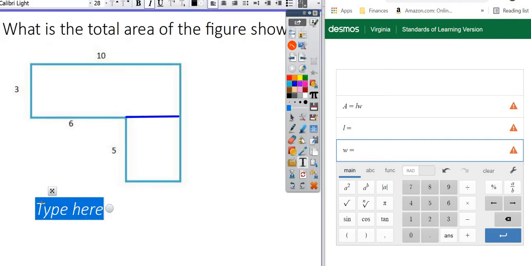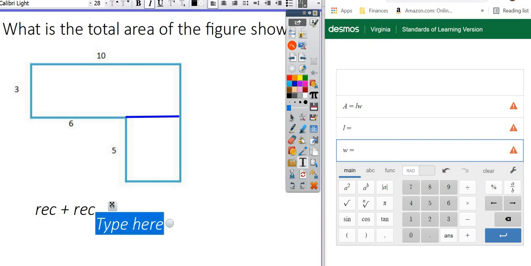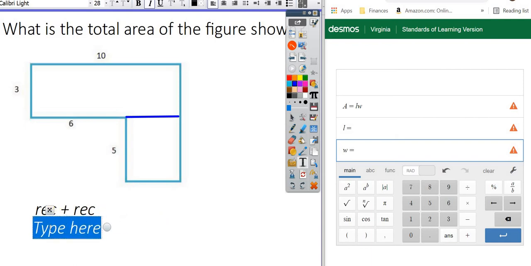First thing we're going to do is write down what we have. We've got two things side by side, so to find the total area, we are going to add them. We're going to add the area of the first rectangle plus the area of the second rectangle. The way we're going to do that is to use each formula. So let's write those down. The formula for the area of a rectangle is length times width. Then we're going to add the second one too.